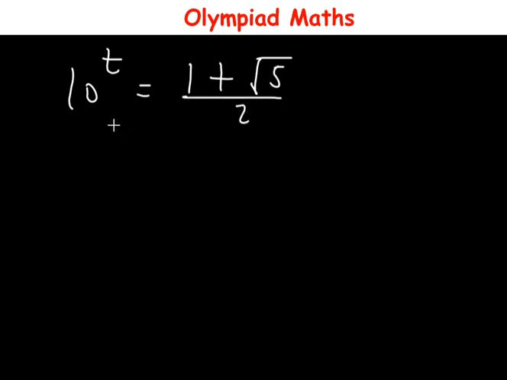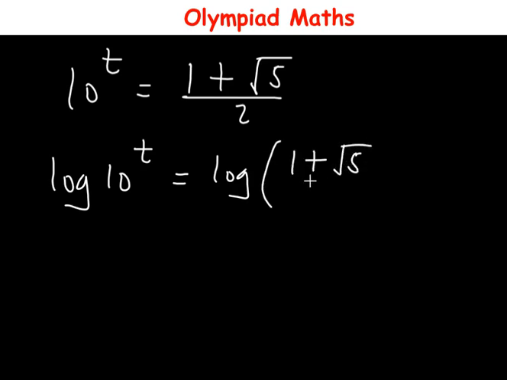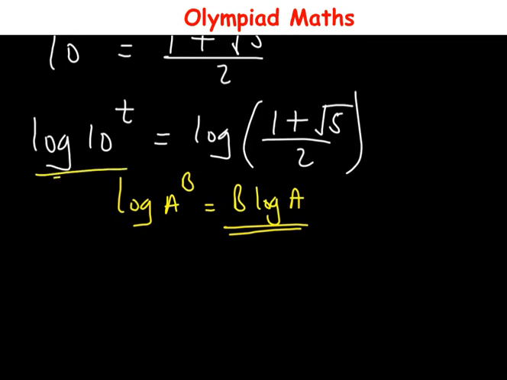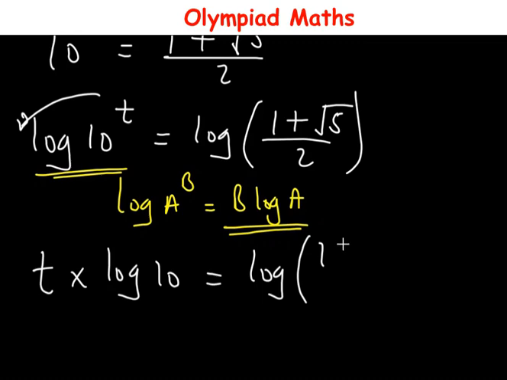Now to solve this, we are going to introduce logarithm to both sides of the equation. So we have log of 10^t is equal to log of (1 + √5)/2. Applying this rule of logarithm, that log of a raised to power b equals b times log of a, the power t comes over to this side. This becomes t times log 10 is equal to log of (1 + √5)/2.